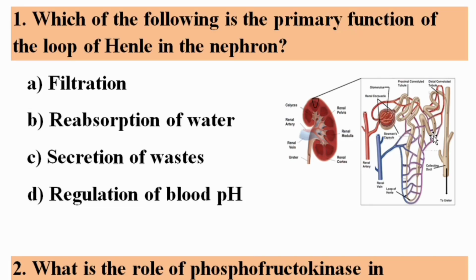Which of the following is the primary function of the loop of Henle in the nephron? The right option is beta. Reabsorption of water is the primary function of the loop of Henle in the nephron.